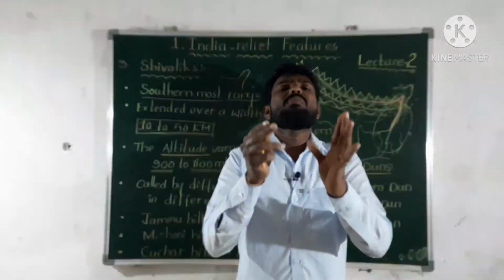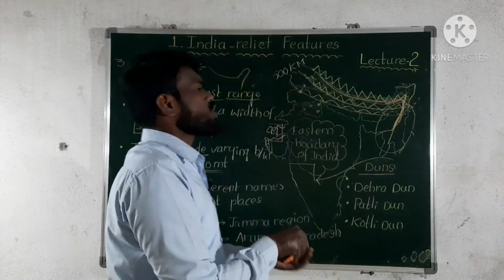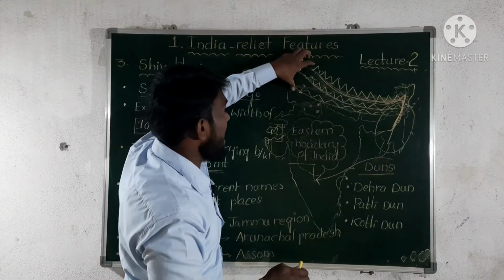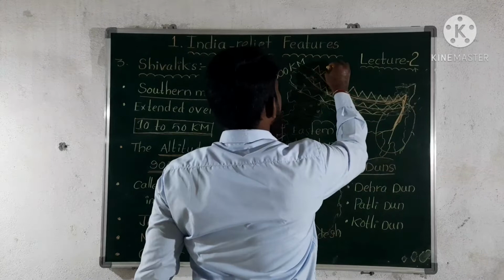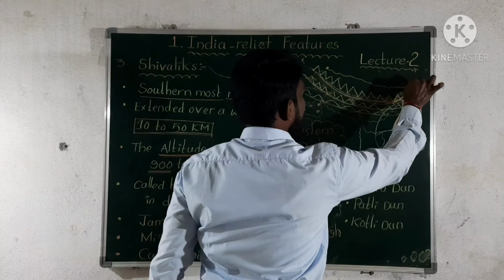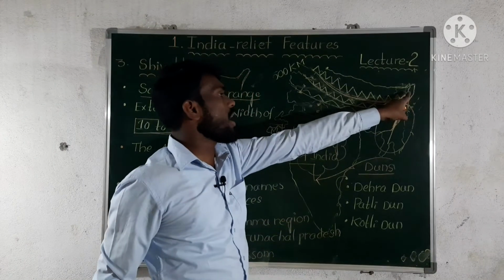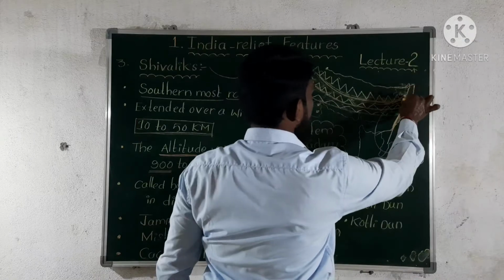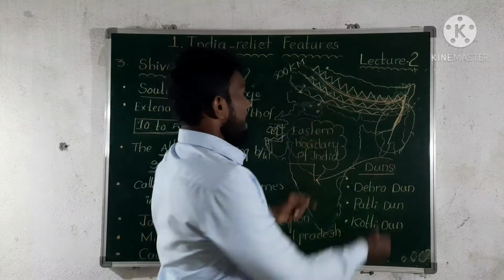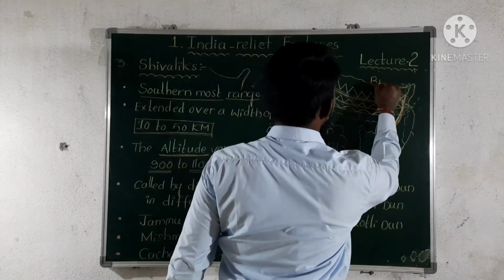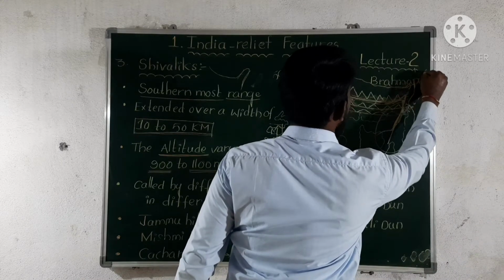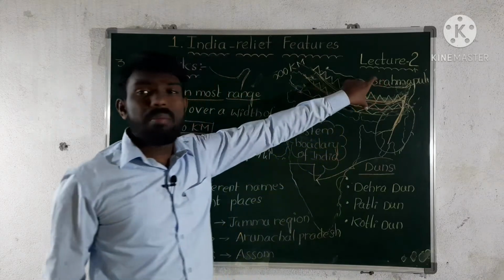The easternmost boundary of the Himalayas is the Brahmaputra. This is called the Brahmaputra river. It enters India in Arunachal Pradesh and finally merges with the Bay of Bengal. The Brahmaputra acts as the eastern boundary of the Himalayas.